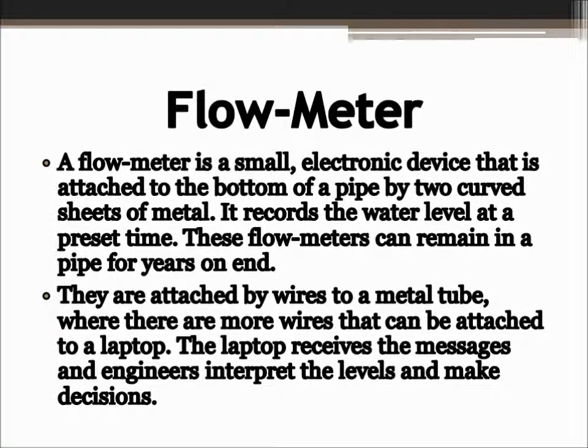A flow meter is a small electronic device that is attached to the bottom of a pipe by 2 curved sheets of metal. It records the water level at a preset time. These flow meters can remain in a pipe for years on end.